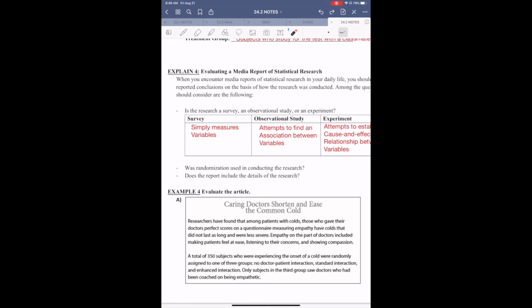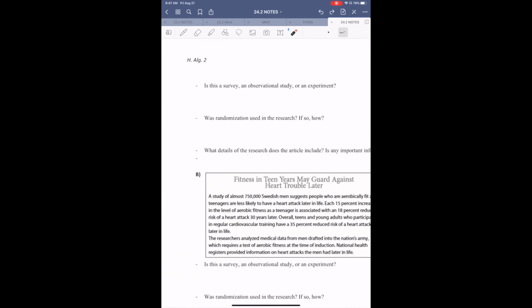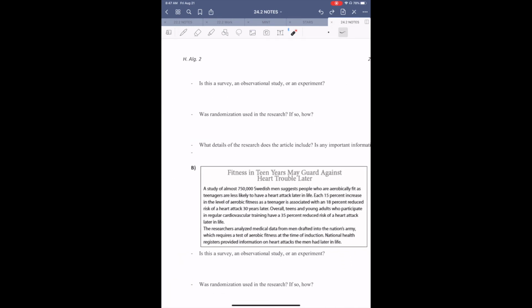A total of 350 subjects who were experiencing the onset of a cold were randomly assigned to one of three groups: no doctor-patient interaction, standard interaction, and enhanced interaction. Only subjects in the third group saw doctors who had been coached on being empathetic. So based on that little article, okay, is it a survey, an observational study, or an experiment?